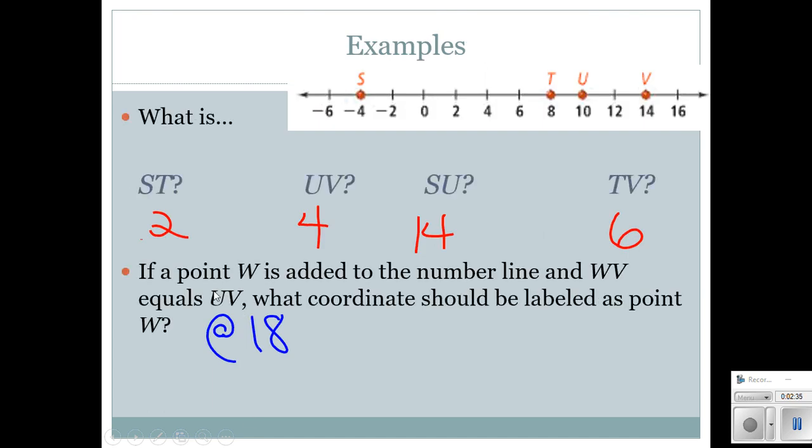Let's take a look at this question. If a point W is added to a number line, WV equals UV. So UV is right here. What coordinate should be labeled as point W? Well, from here to here is 4, so just go down. You can pick 6, or you can pick 18 if you go up. I don't have 18 here. So you can write 6 or 18, right? That will be the same distance. So W is at 6 or at 18.